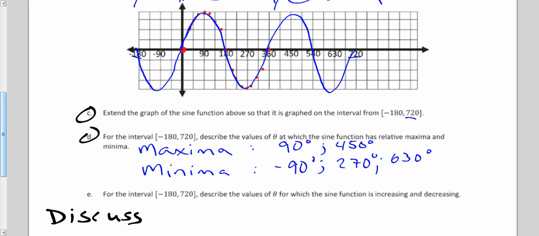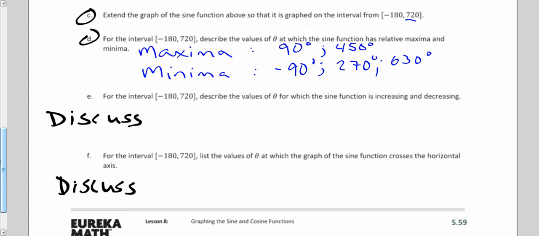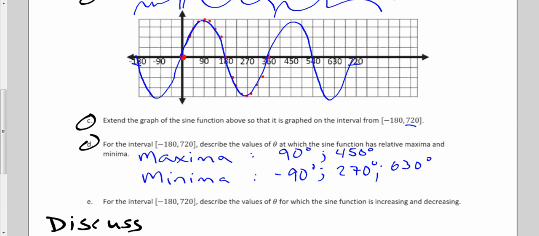And can we figure out what intervals this curve is increasing? From the minimum to the maximum, it's increasing, right? How about when it's decreasing? From the maximum to the minimum, right? And then, what values of theta does this graph cross the axis?